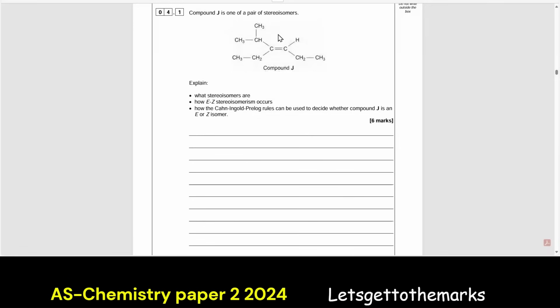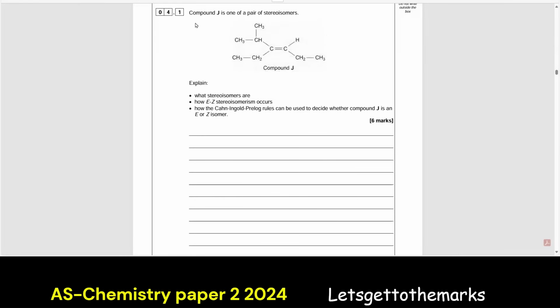Okay, welcome to Let's Get to the Marks. I'm going through a little question here on the Cahn-Ingold-Prelog rules. And why don't you grab a pen, grab a bit of paper, have a go at this question, and then unpause and watch me go through the explanation. All right, this is a chemistry A-level walkthrough.